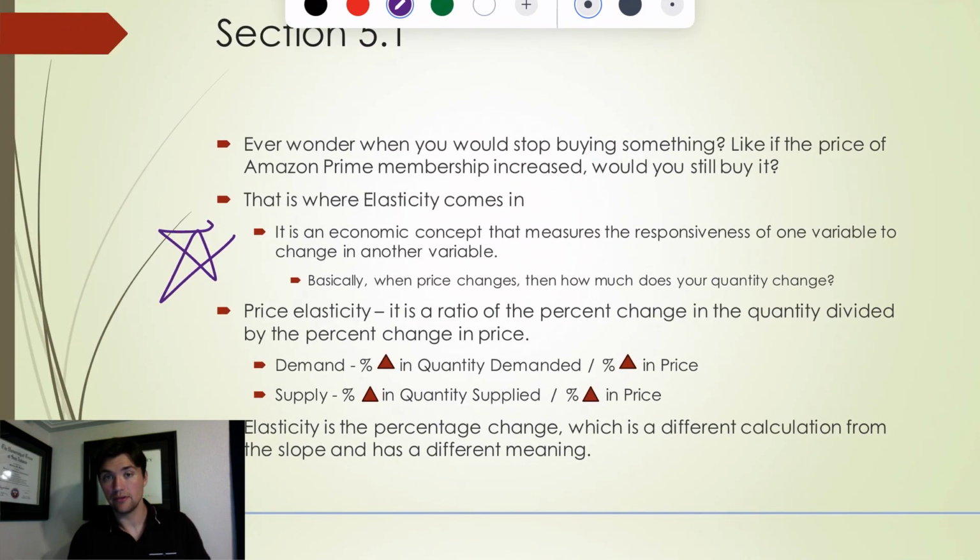Elasticity is different from the slope of the graph, right? And it has a different meaning. With slope, you're looking at it like, okay, slope is rise over run, right? So that's how much it changes because price changes. Yes, that is true for slope, but the price elasticity is a little bit more specific in how much that changed, so it's going to give you more useful information.